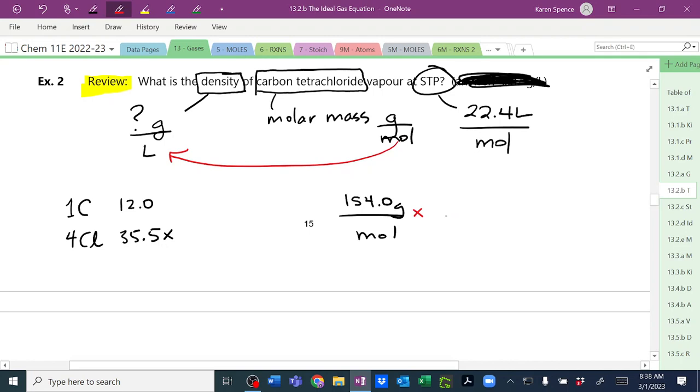And density is, we're going to cancel the grams, or no, we're not going to cancel the grams, because density is grams per liter. So we want to keep grams. We want to cancel the moles.